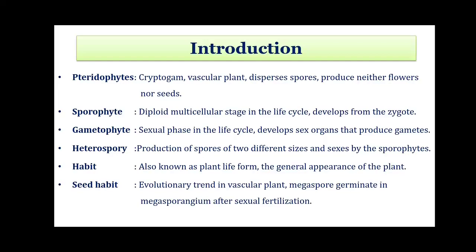Heterospory, as the name suggests, is the production of spores of two different sizes and sexes by the sporophyte. One is the male type, another is the female type. Habit is also known as the plant life form, which is the general appearance of the plant. And seed habit is the evolutionary trend in the vascular plants. Vascular plants means pteridophytes, gymnosperms and angiosperms. As an evolutionary trend, it has begun from the first vascular plant, that is the pteridophyte, where the megaspore germinates in the megasporangium after successful sexual fertilization.